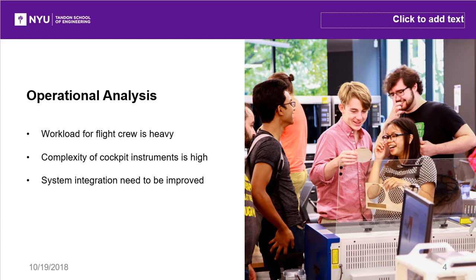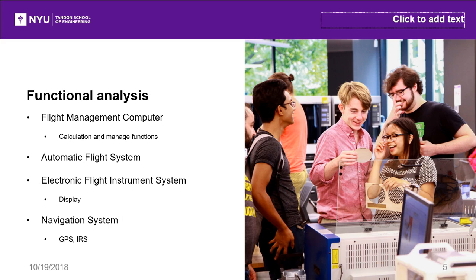The next one is functional analysis. These are the few subsystems of the flight management system. First of all is the flight management computer. This is one of the most important subsystems of the flight management system. It works as the brain of the flight management system. It pre-programs a large database and chooses the most appropriate route for the aircraft. And also it can calculate and manage different functions and subsystems.